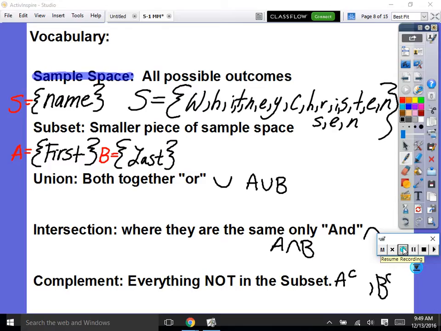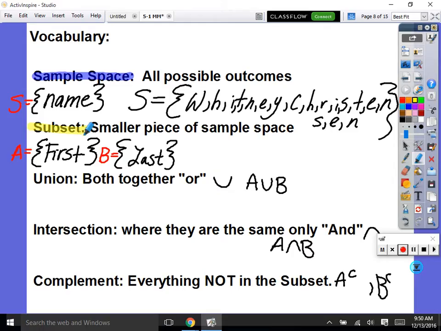Now, a subset, if I said to you, what's a subset of the sample space? A subset is just a smaller piece of the sample space. So here's my sample space. If I take a subset of that, I'll just be taking a smaller piece of the sample space, just a part of it. So write that down. Subset means, if I said to you, find a subset, that just means take a smaller piece of the entire sample space. There's many different subsets in here.